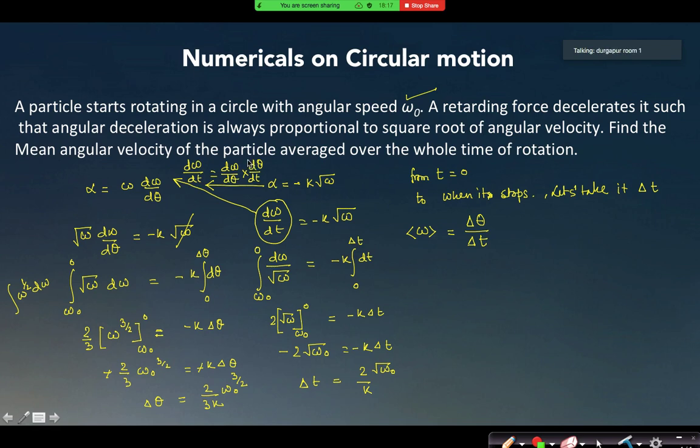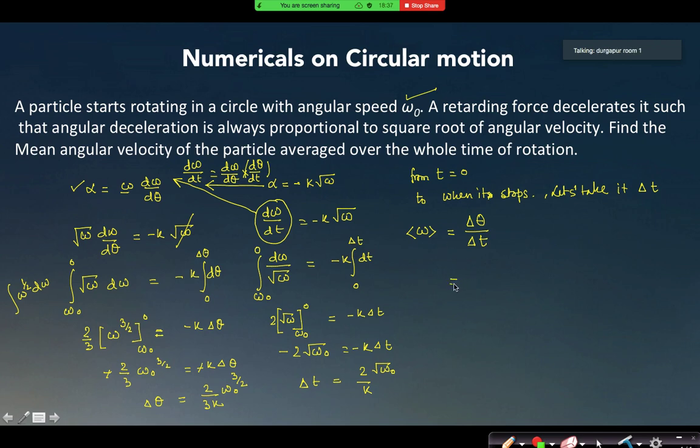Now what is d theta by dt? Omega and d omega by d theta. Okay. This equation is very similar to acceleration. Acceleration equal to v dv ds. Do you remember that equation? Acceleration equal to v dv by ds. That equation is very similar to this one.